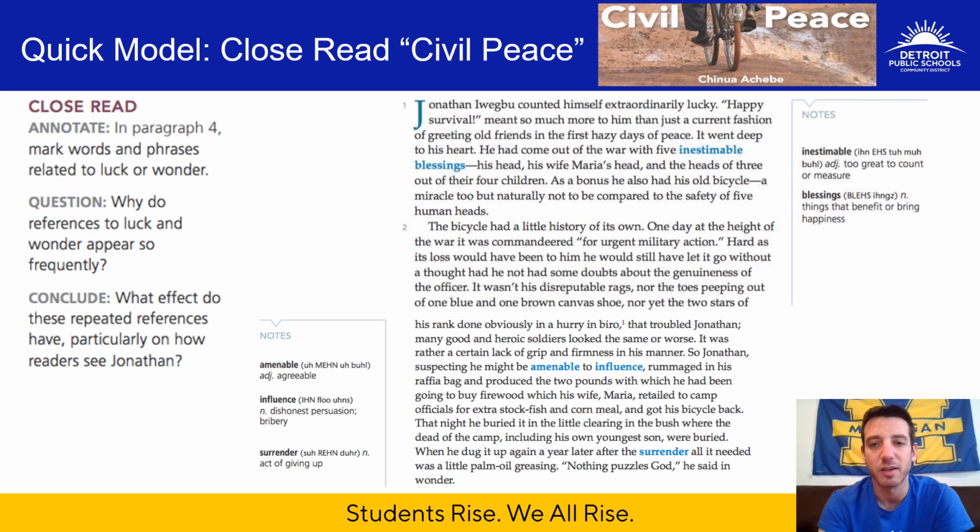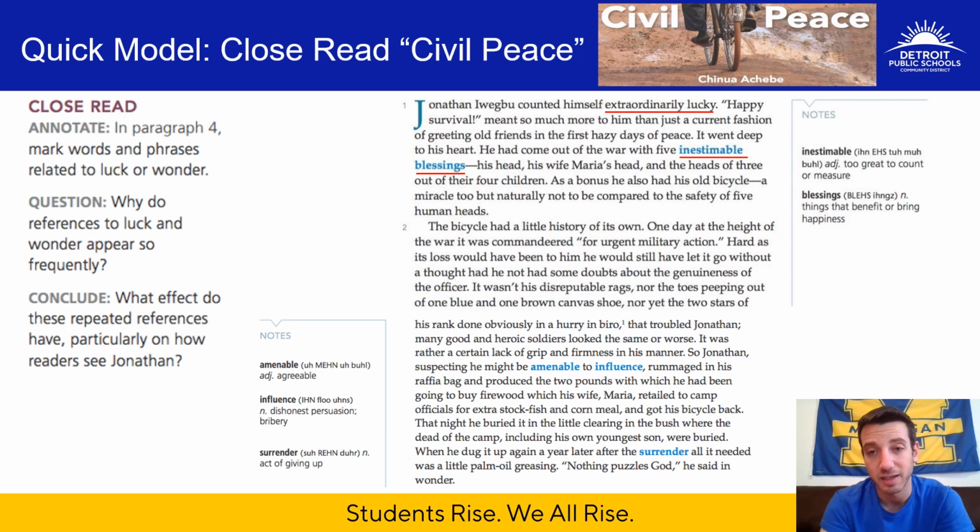"Jonathan Awigbu counted himself extraordinarily lucky." I'm going to underline that because clearly that's a reference to luck. It's right in the first sentence. "Happy survival meant so much more to him than just a current fashion of greeting old friends in the first hazy days of peace. It went deep to his heart. He had come out of the war with 5 inestimable blessings: his head, his wife, Maria's head, and the heads of 3 out of their 4 children."